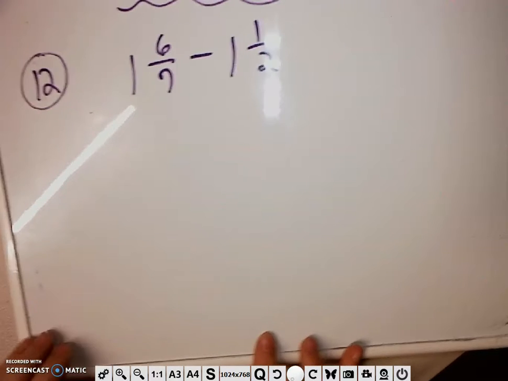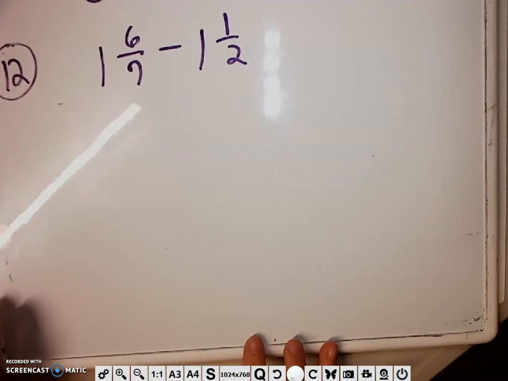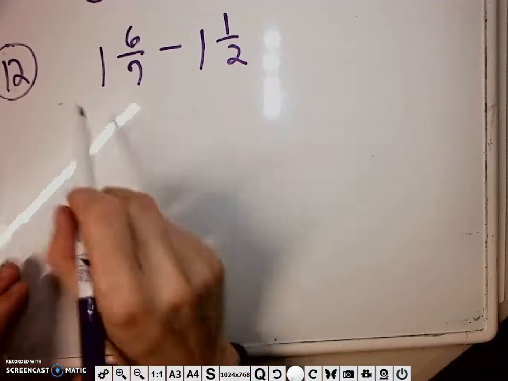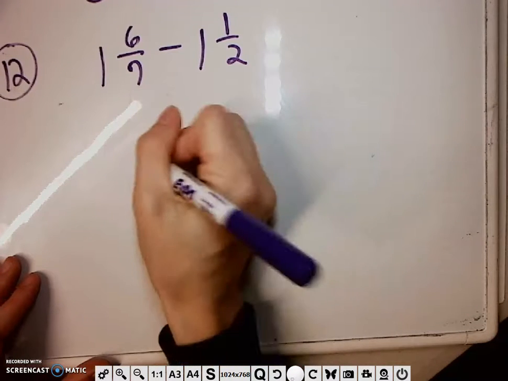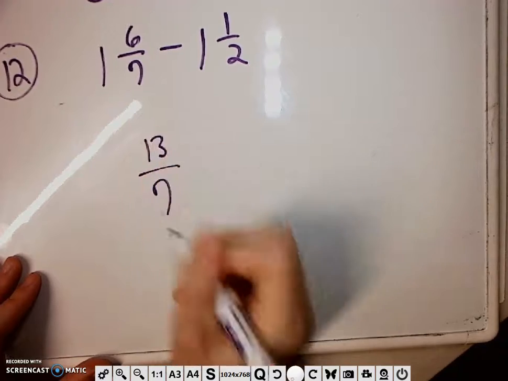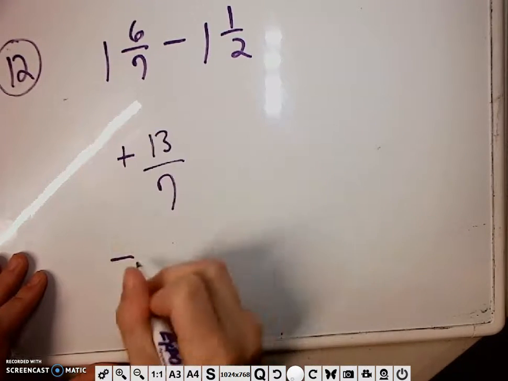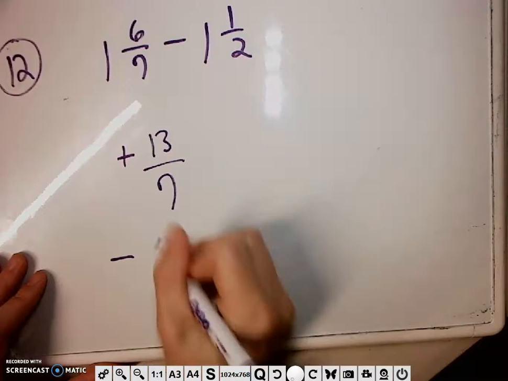Okay, number 12, real quick, last one. It says 1 and 6/7 minus 1.5. Okay? So I'm just going to automatically do this the improper method. So 1 times 7 is 7, plus 6 gives me 13/7. So this is method number 2 I'm doing, you guys. Minus, so this is positive, minus 1 times 2 is 2, plus 1 is 3/2.